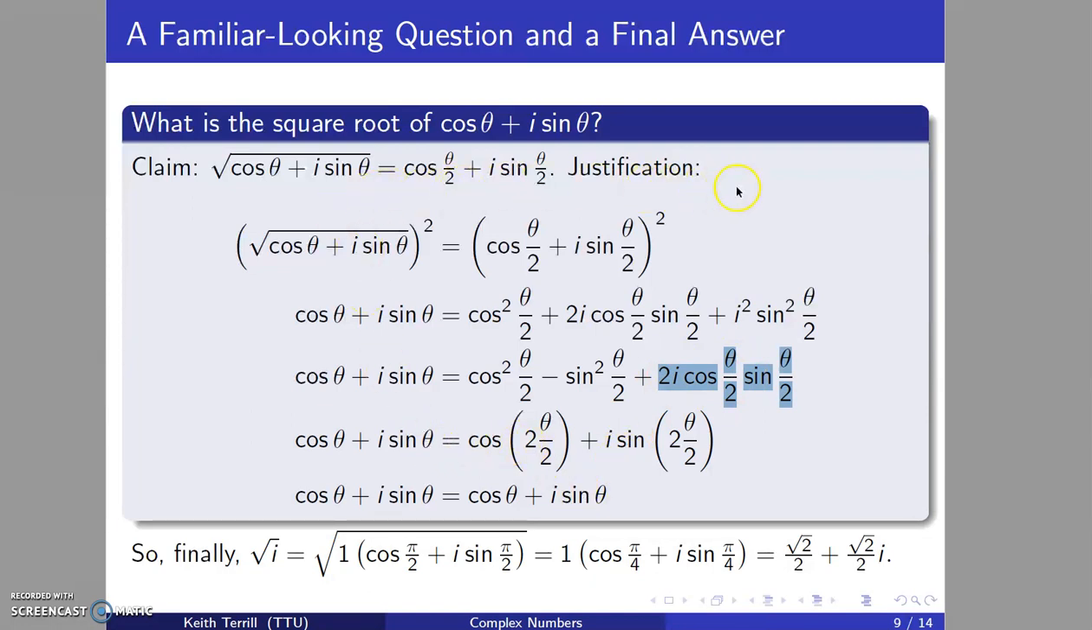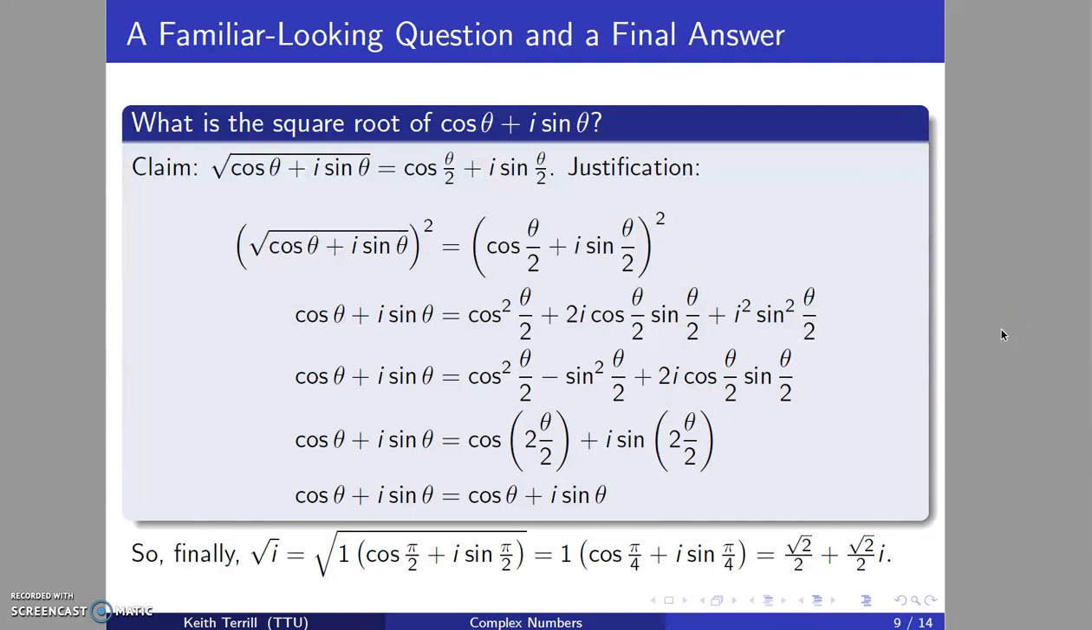So would you look at that? Cosine theta over 2 plus i sine theta over 2, that squares out to be cosine theta plus i sine theta. Or in other words, the square root of cosine theta plus i sine theta is cosine theta over 2 plus i sine theta over 2. We got it. That's it. That's perfect.